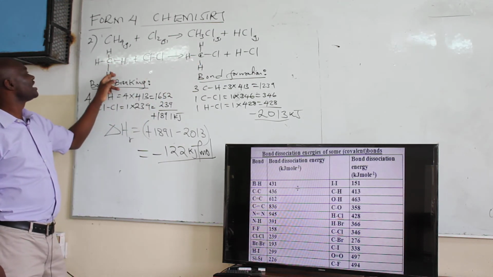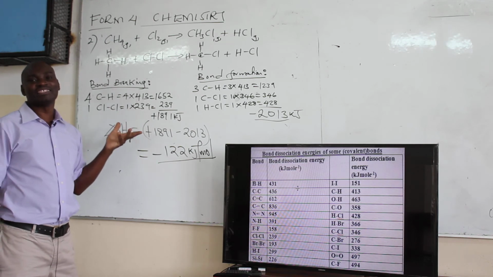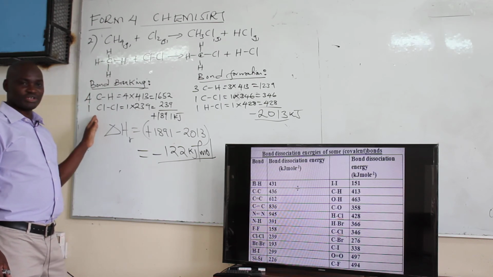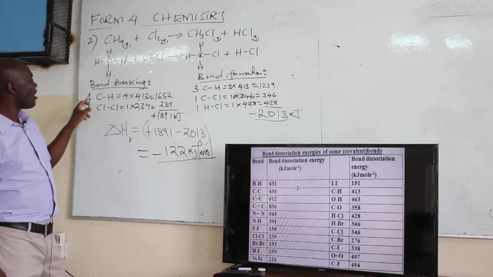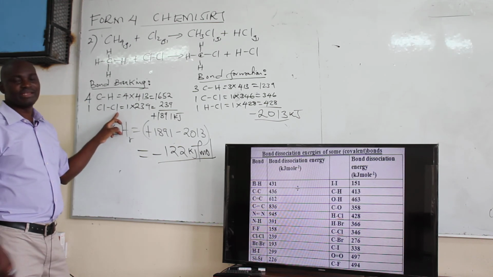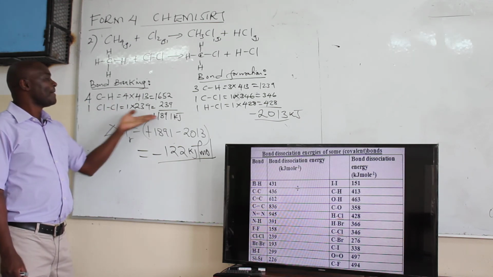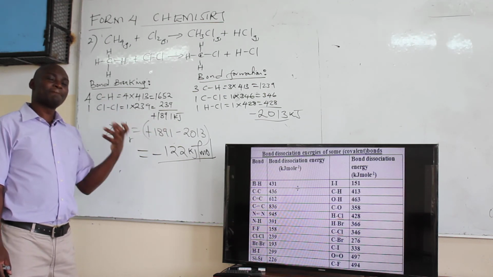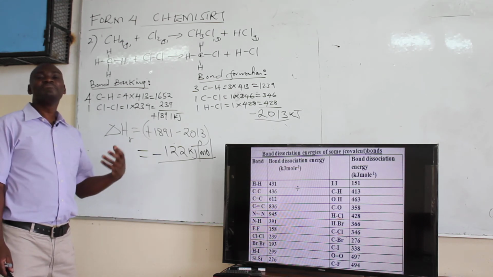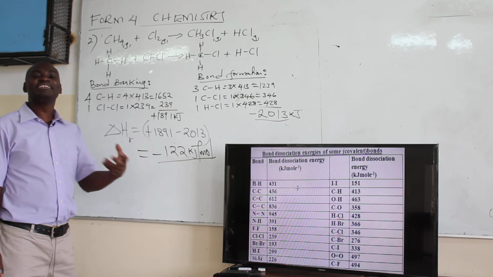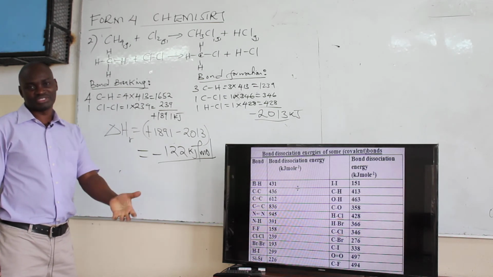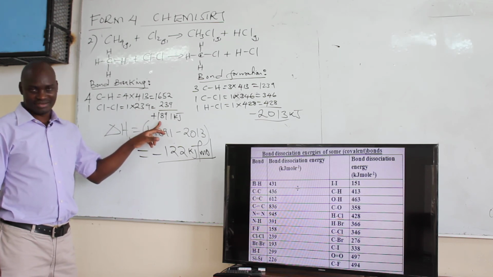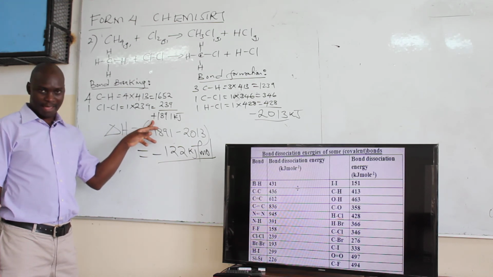Like the carbon-hydrogen bonds that remain, they do not change. But for now, identify all the bonds and list them down. If you have carbon-hydrogen, list them. How many are they? Chlorine-chlorine, how many are they? Then make your calculations. Another thing to note is that for bonds to be broken, energy must be supplied. Energy must be absorbed by the bonds. So bond breaking energy is normally endothermic. That's why we put positive here.